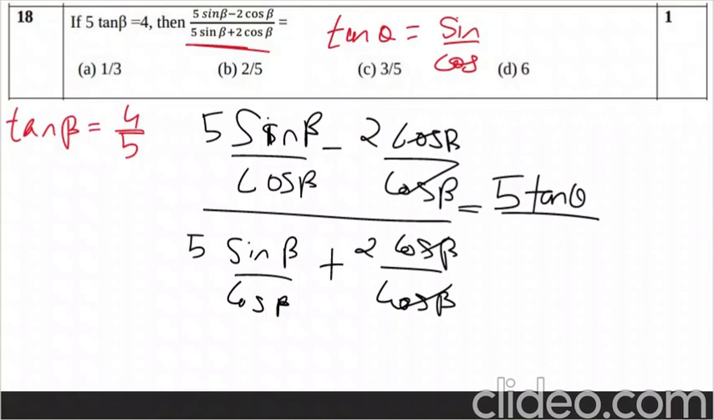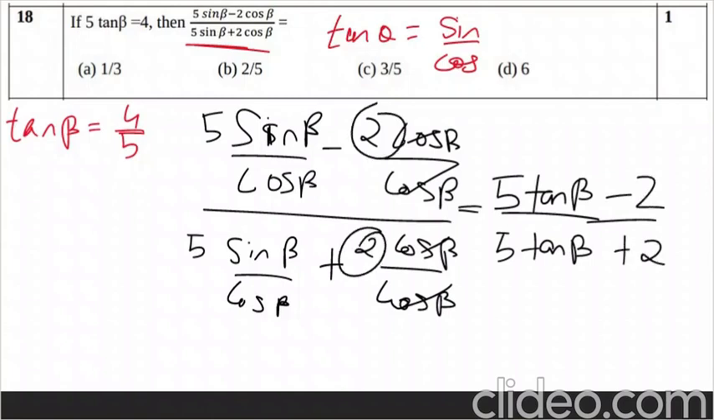So 5 tan beta divided by again the same 5 tan beta, because here also I'm getting tan beta, right? But I have two more values, minus 2 and plus 2. Now, what can I do? Let's put the value of tan beta. The value of tan beta is already given to us as 4 by 5. So 5 into 4 by 5 minus 2 whole divided by 5 into 4 by 5 plus 2.